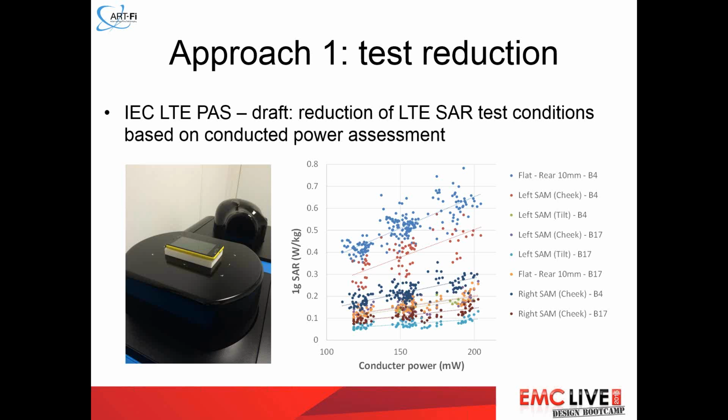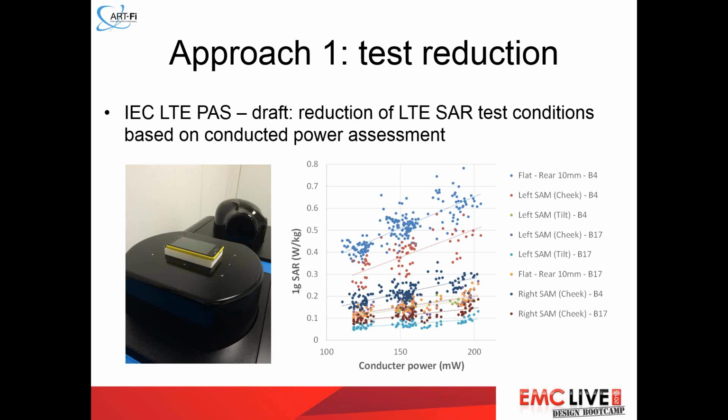What you can see here are some data that we measured with our system that basically show, for a given phone, different test positions at the flat phantom or at the SAM phantom, left or right, cheek or tilt, two different bands. And we measured many modes of LTE in those bands and in those positions, and we got the SAR values for all those modes, and we also got the conducted power. Each color relates to a certain position and band combination.